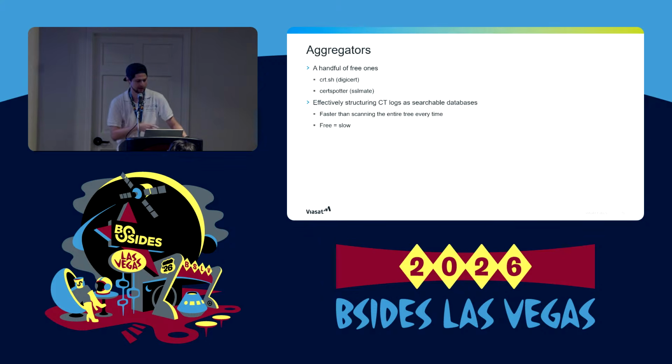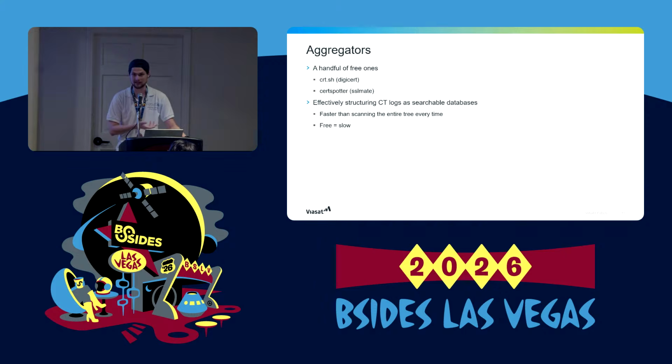So let's talk about aggregators real quick. There's a couple of free ones. DigiCert runs this service called crt.sh, and there's a company called SSLmate, which is in the CA world. They run a thing called CertSpotter. They ingest these CT logs and they build databases out of them so that you can search things faster than scanning the entire tree starting from zero. Free means slow. They've continually taken resources away from these over time, and I imagine it won't be too long before crt.sh either just gets totally dropped or they move to a paid service of some kind.